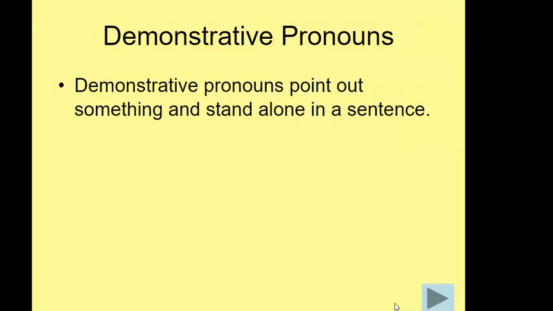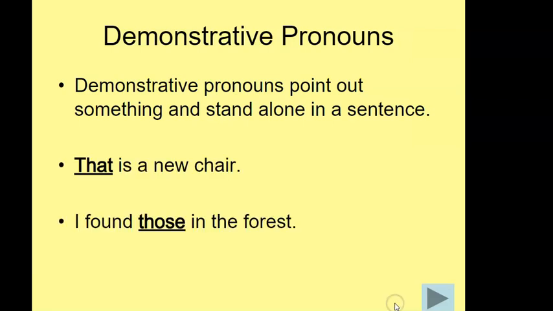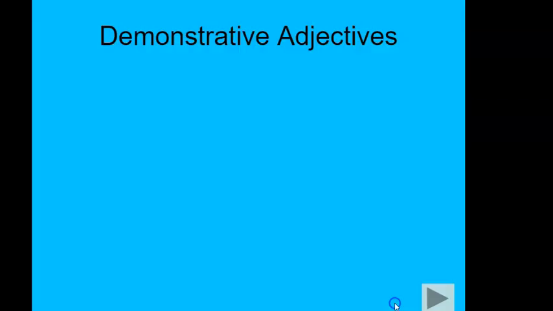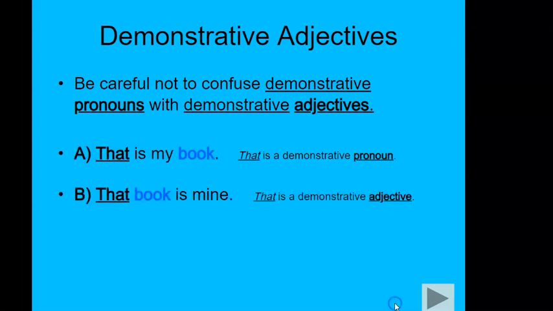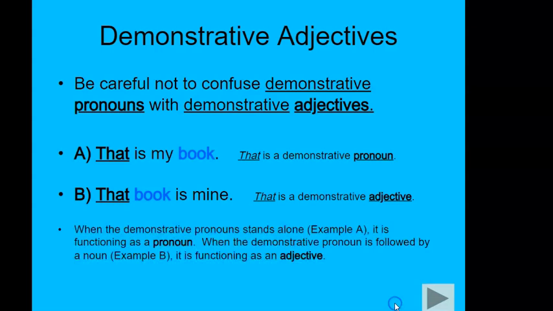Demonstrative pronouns point out something and they stand alone in the sentence. This is a new chair. I found those in the forest. Demonstrative adjectives: be careful not to confuse demonstrative pronouns with demonstrative adjectives. That's my book. That is a demonstrative pronoun. That book is mine. That is a demonstrative adjective.